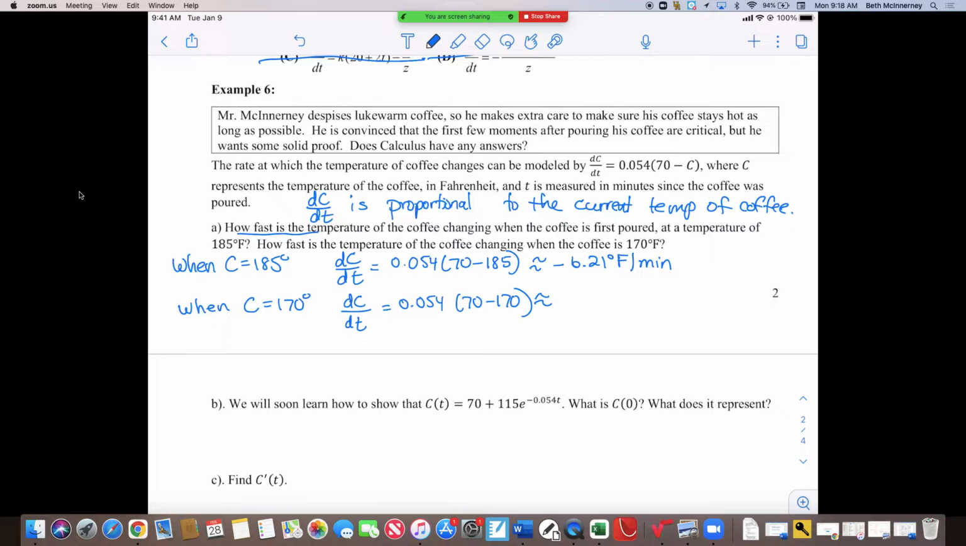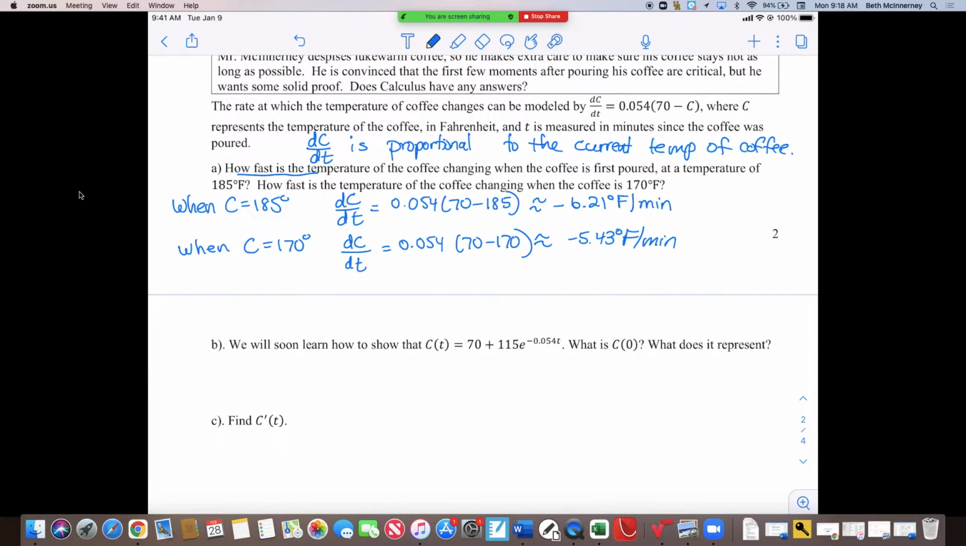All right, what do we get? Have you got it? Elizabeth, you got it? Good job. Negative 5.43 degrees Fahrenheit per minute.